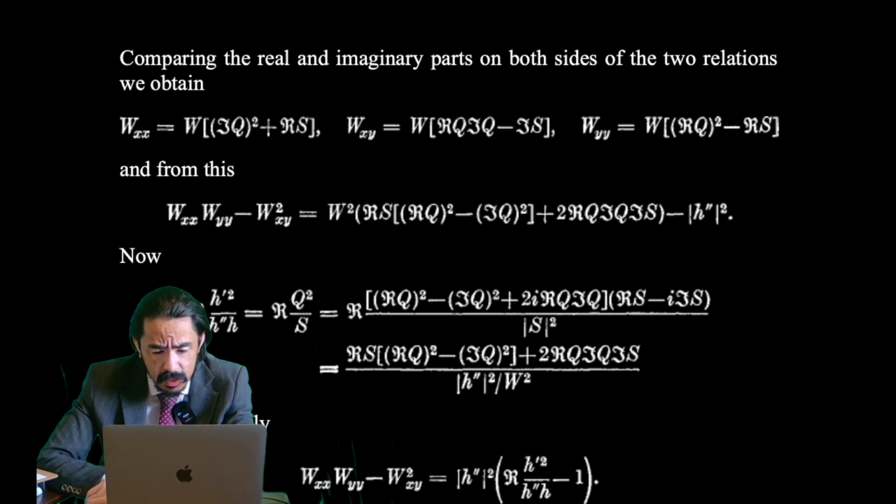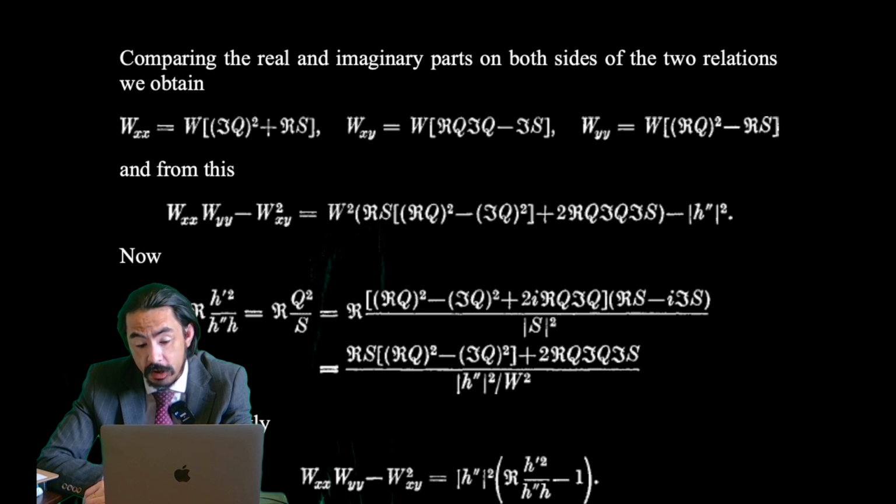This works out to be equal to a fraction where in the numerator we have the real component of s, then times a quantity which is the square of the real component of q minus the square of the imaginary component of q, closed quantity, plus 2 times the real component of q times the imaginary component of q times the imaginary component of s. And then the denominator of this fraction is just the square of the modulus of h double prime over capital W squared.